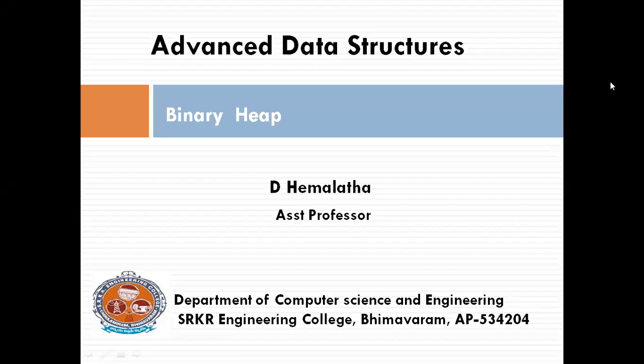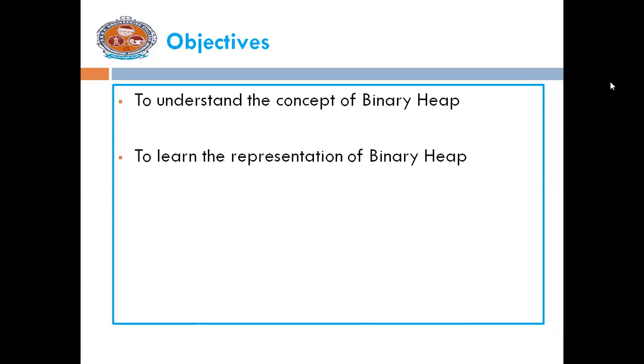In this lecture, I am going to discuss binary heap. The objectives are to understand the concept of binary heap, to learn the representation of binary heap, and to study the operations of binary heap.